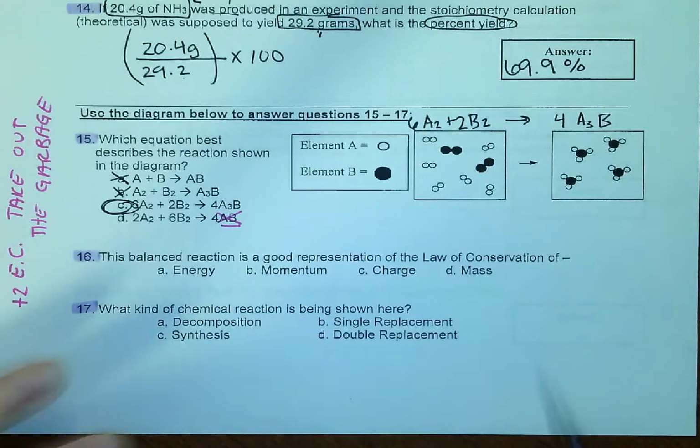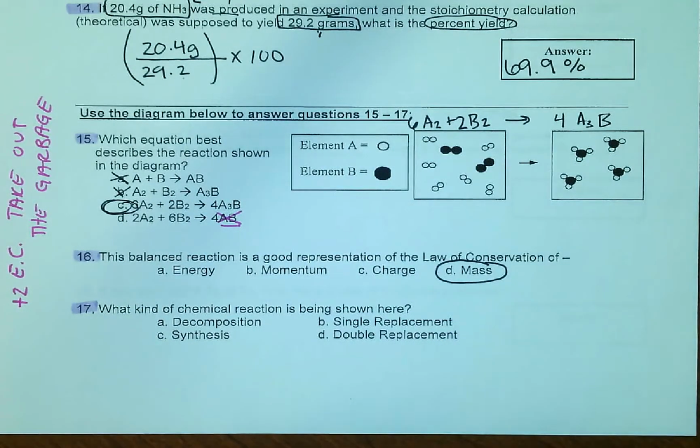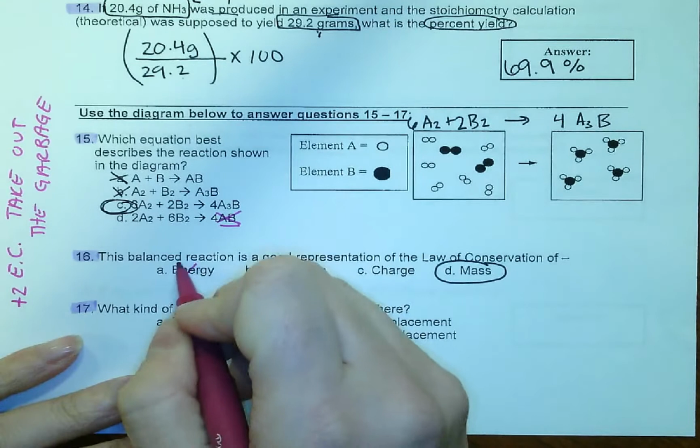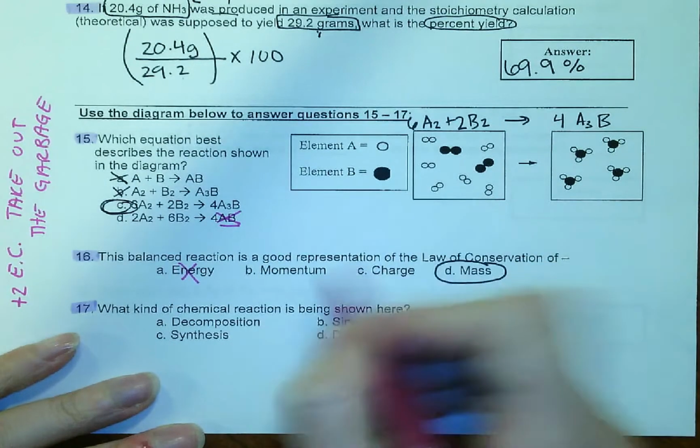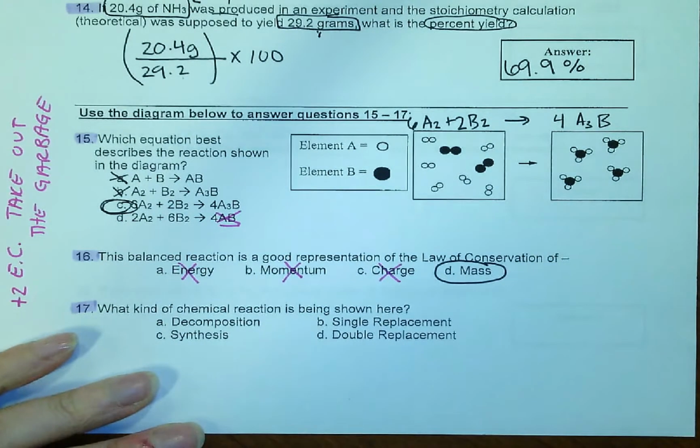However, this specific example is talking about conservation of mass. It didn't talk about how much energy they have. This diagram doesn't represent momentum. You don't see positives or negatives. So you're able to kind of go through and get rid of.